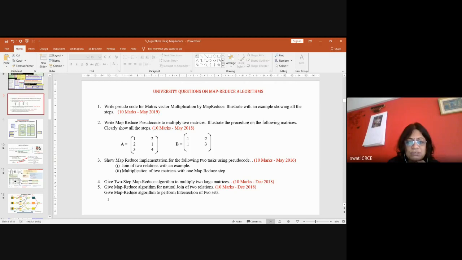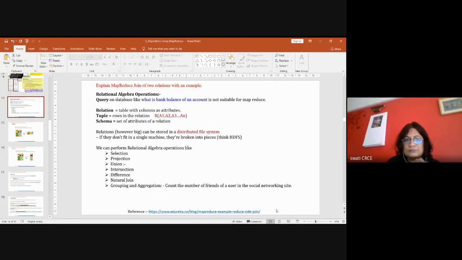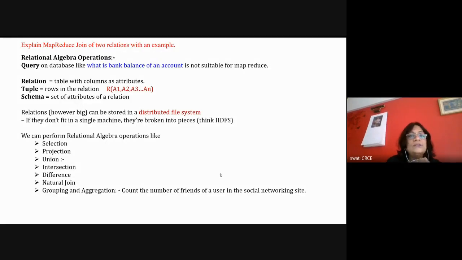Then there is one more question asked: MapReduce algorithm for natural joins, which is for 5 marks. And MapReduce algorithm to perform intersection of two sets is also for 5 marks. So on average, 5 marks is the weightage for today's lecture topic. Let's see. This is the question which is asked in the exam: explain MapReduce join for two relations with an example.